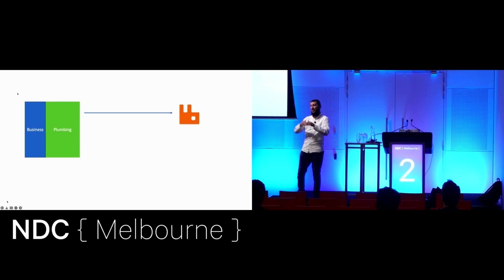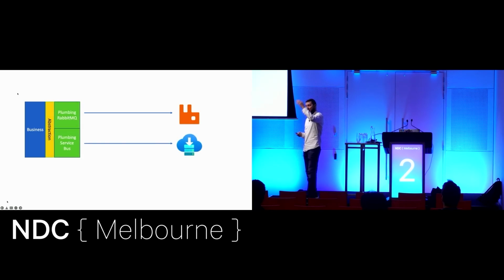You want to open the channel. You want to create the exchange. You want to create the event handler so that when the message is received, your code is executed. You want to close the connection, open the connection, all these plumbing things that you have to write in your code. Some teams go one step further, and they build an abstraction layer over this plumbing code.